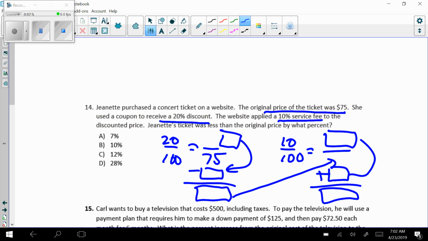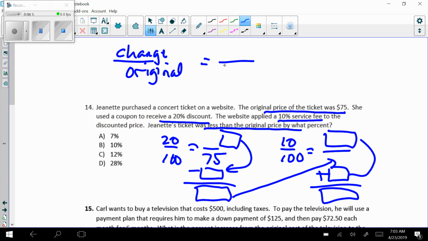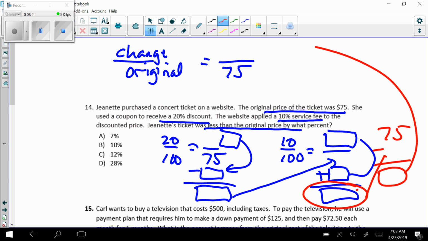But that's not what the question's asking you. The question's actually asking, what is the percent of change? So now this problem turns into, I'm going to bring it up here to the top, a change over original, where the original is the 75. Now, to find the change, you're going to have to take this price down here in red, and take 75 minus this to get that change. And then that's what goes up on top, and then x over 100. I gave you about as much as I can give you without actually giving you some of the answers.